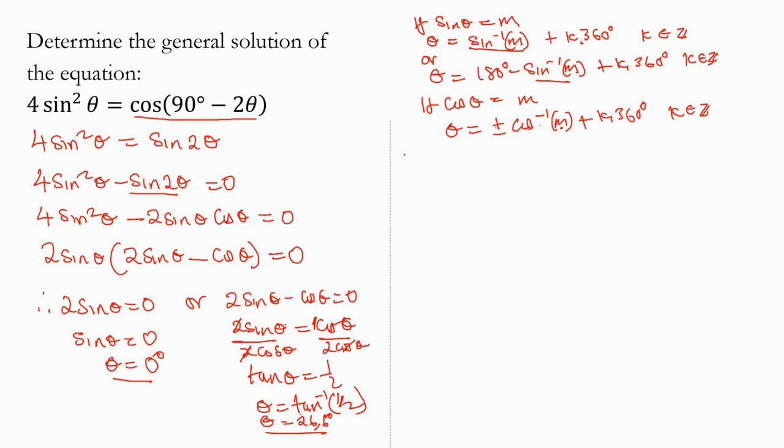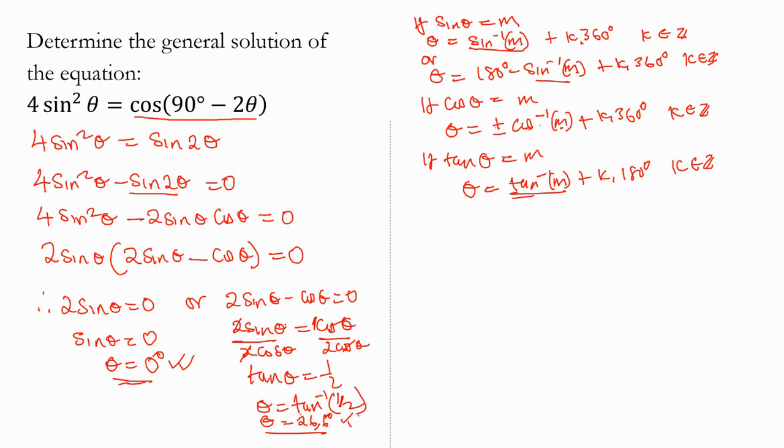And then the last one, if tan theta is equal to m, therefore theta is arctan m plus k times 180 degrees, where k is an integer. You see that? That's arctan here, and m gives the reference angle.